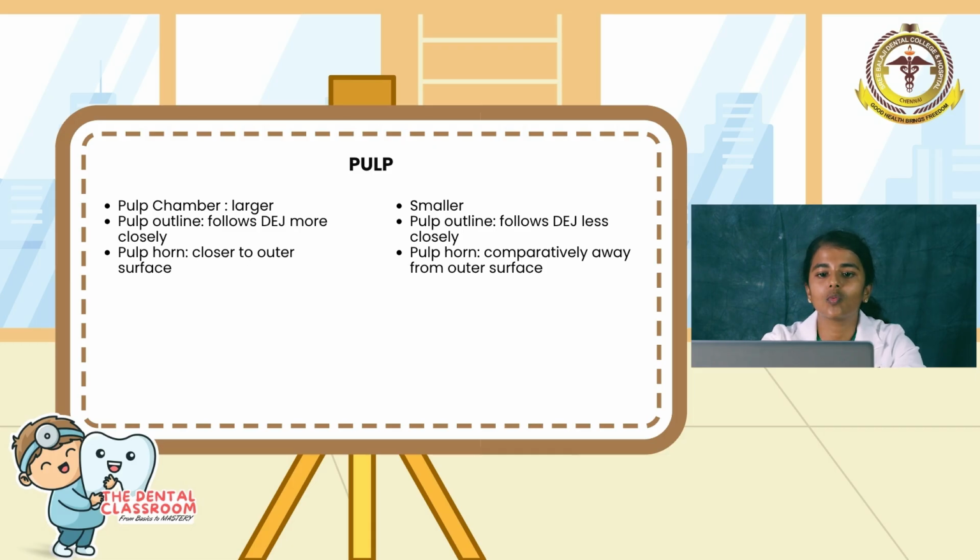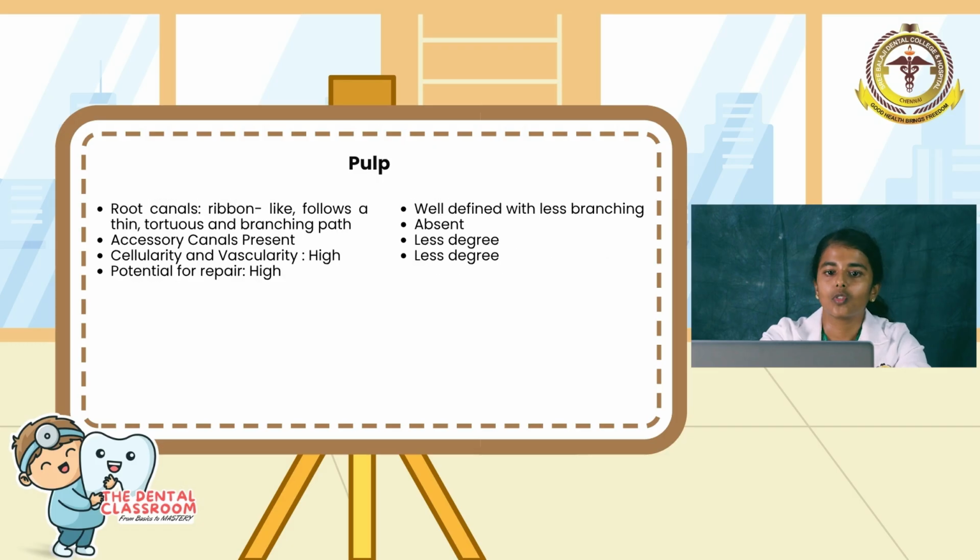And the pulp horns will be closer to the outer surface, which is usually appreciated in the primary dentition, and in permanent dentition the pulp horns will be comparatively farther from the occlusal surface. The root canals usually seen in the primary dentition are ribbon-like in shape, thin, tortuous and have a branching path.